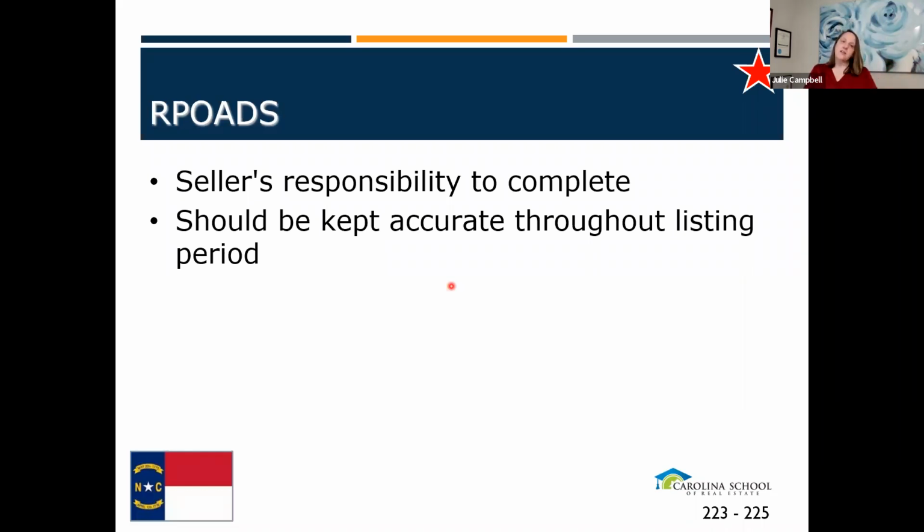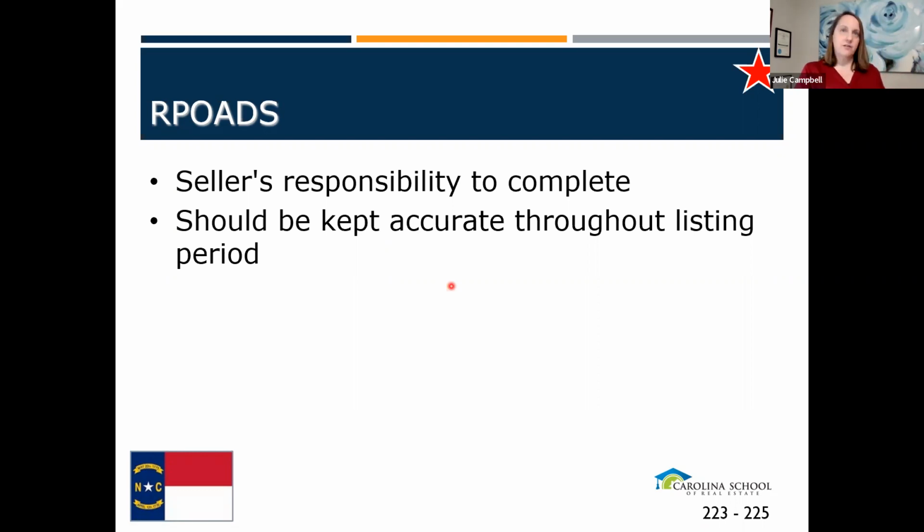If you look at a listing in MLS and it's not there, then you just call the listing agent. Do you guys have the RPOs? Do you have the other form? If it's a for sale by owner, obviously it's not going to be in MLS. So we just need to get it to them and explain that they still have a duty to complete it.